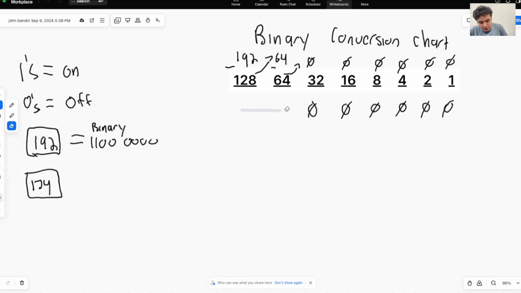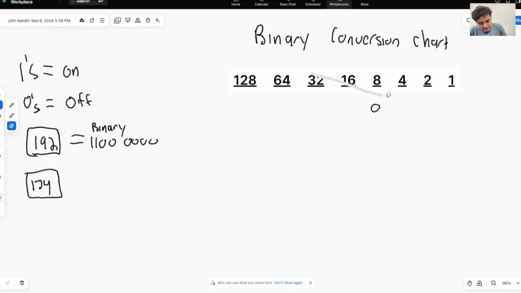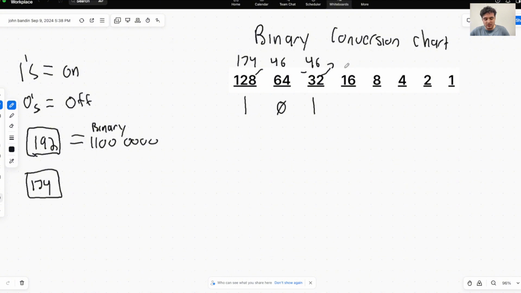So I'm going to clear this up a little bit. 174. Is that greater or equal to 128? Well, it's greater. That's a 1-bit. So 174 minus 128. I'm not good at public math because I'm recording, so I feel like I'm talking to you. Like, this is public speaking for me. 174 minus 128 is 46. Is 46 greater than or equal to 64? It's actually less than. Off bit. Is 46 greater than or equal to 32? It's greater. On bit. Subtract, and what do we get? That is 14. I can do that public math.